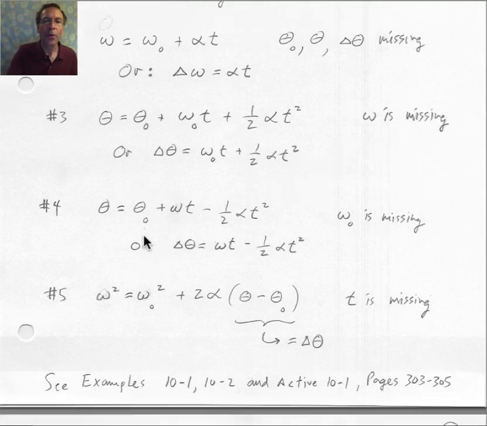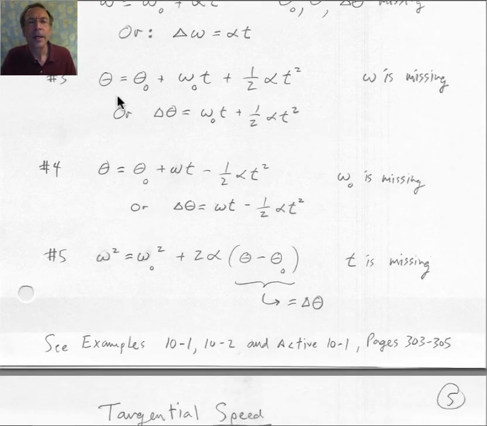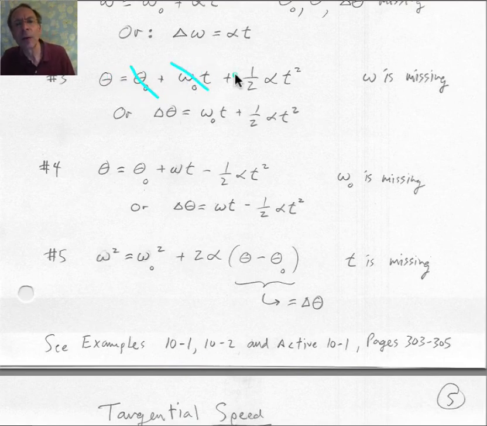Here is the third one. The velocity is missing. So the final position is equal to the initial position plus the initial velocity times time plus 1/2 alpha t squared. And there's many problems where this is 0 and this is 0, and so you just have theta equals 1/2 alpha t squared. And that's the third one.